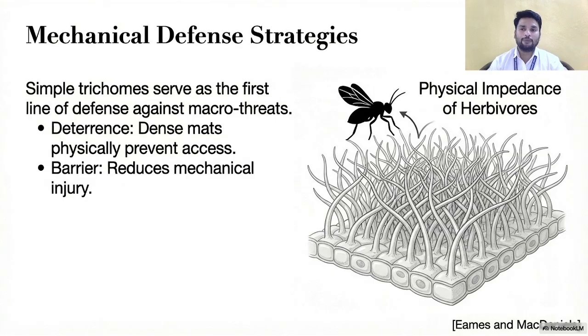Simple trichomes serve as a first line of defense against micro threats. Deterrence: a dense mat acts like our hair. It looks like our hair. That's why anything firstly interacts with our hair. So that's why they are known as mechanical defense strategies. They reduce mechanical injury.